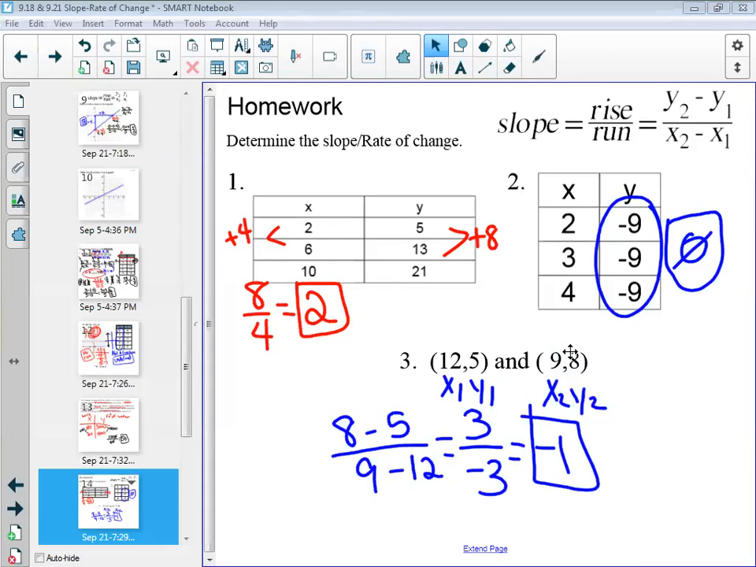All right, guys, so what you want to do next is go ahead and click next on your module. And when you do that, you're going to go and take a rate of change quiz, a slope quiz, to see how well you're doing on this rate of change.